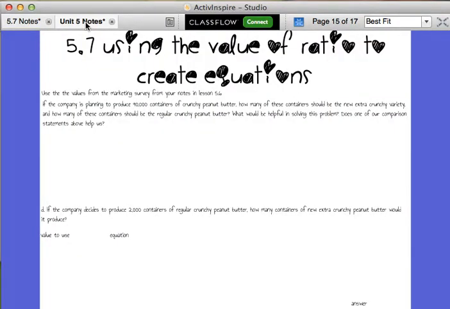Welcome to lesson 5-7. We're going to talk about using the value of a ratio to create equations. Right, so here is what your notes look like for this section.